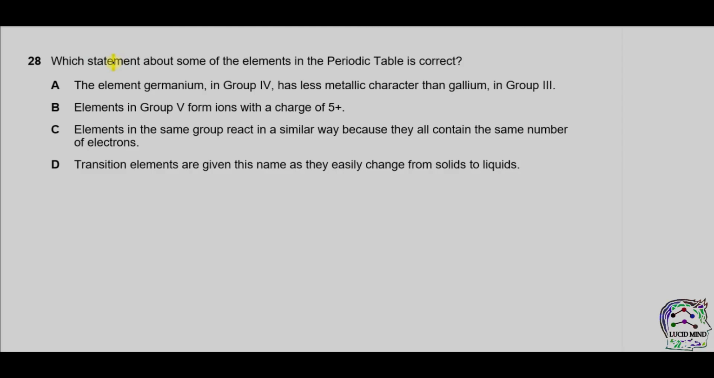Question 28. Which statement about some of the elements in the periodic table is correct? Part A. The element germanium in group 4 has less metallic character than gallium in group 3. Now as we move along the period, metallic character decreases.